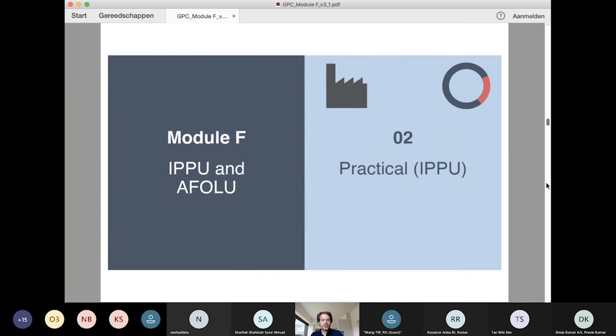Okay, so next I want to start the exercise for IPPU. We'll start this after the break. So I'll introduce the exercise. We'll then take the break, and then we'll get started. There is a question there in the chat box which I haven't answered yet.